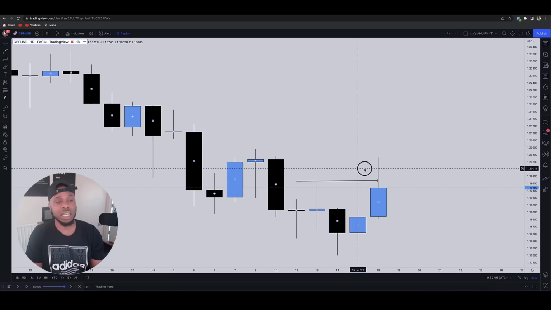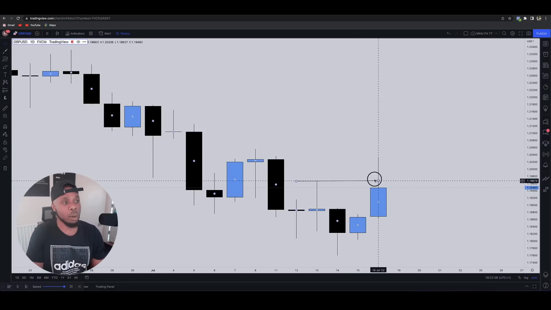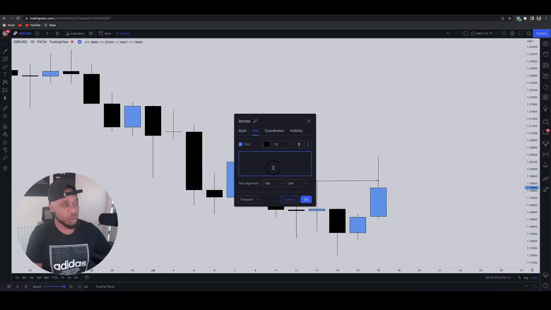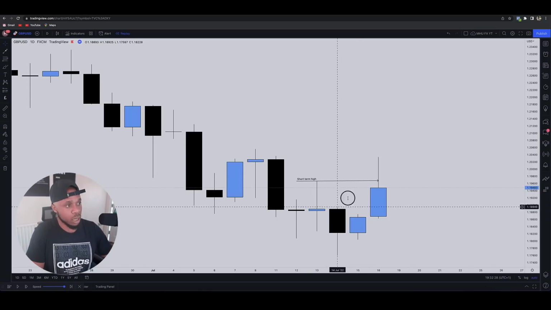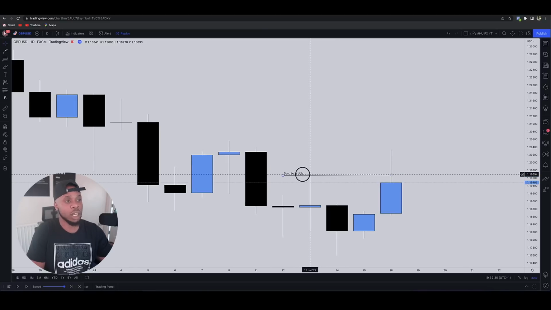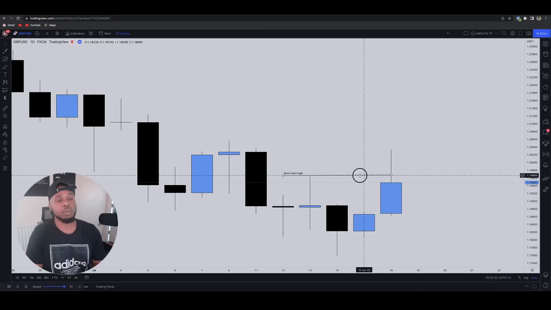And so you're not going to be silly. What you're not going to do is just jump in because it broke out the high and then try and catch a breakout move. After price trades through a short-term high, let me just quickly put some text in there. So this is our short-term high. There we go. After price trades through a short-term high, you need to be very sensible. You need to wait for price to retrace.